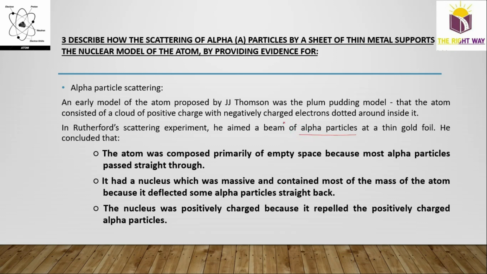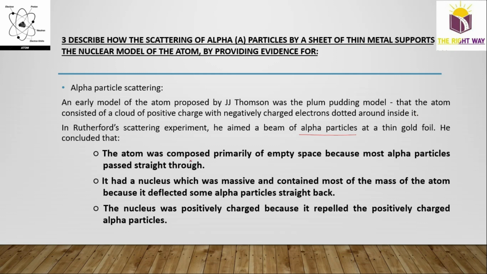This is also known as J.J. Thomson, and his model of the atom is known as the plum pudding model. According to him, an atom consists of a cloud of positive charge with negatively charged electrons dotted around inside it.